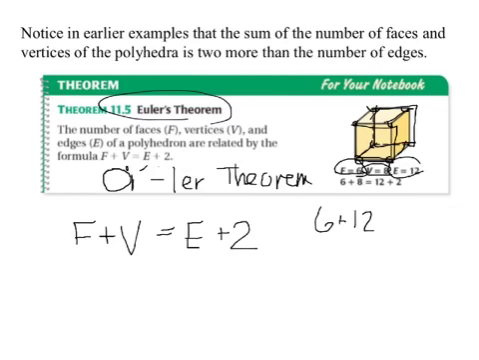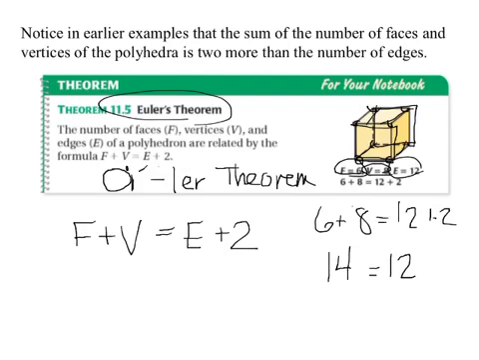6 plus 8 is 14, and 12 plus 2 is also 14.